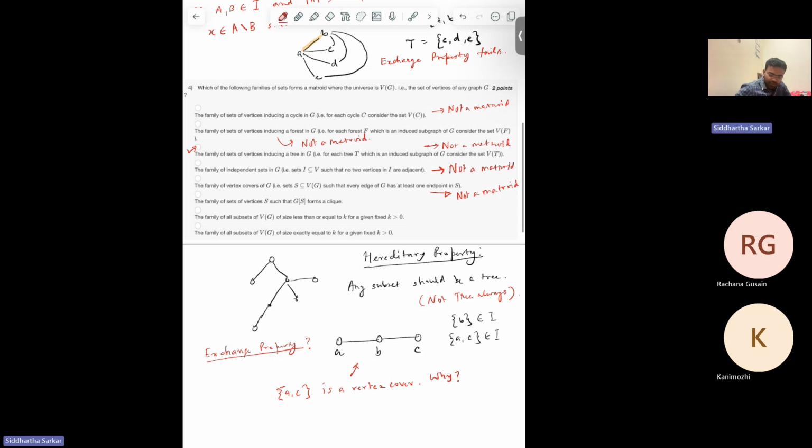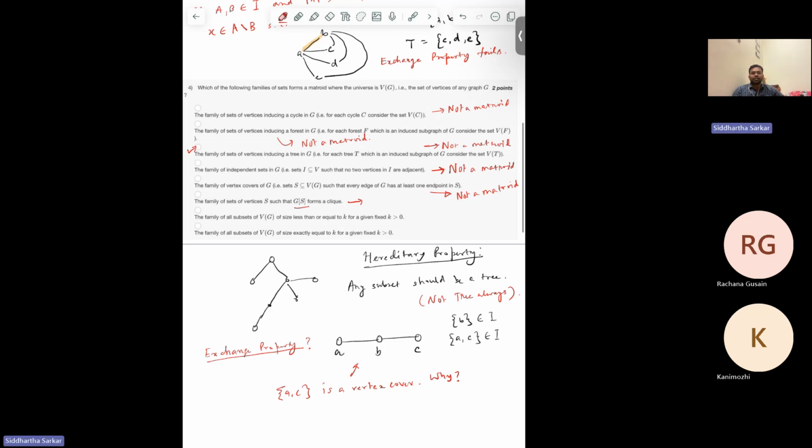Oh, all right, fine. Since there are no doubts, we can move to the next family of sets. So the family of sets of vertices S such that GS forms a clique. So what is GS? GS is the subgraph induced by the subset of vertices S.